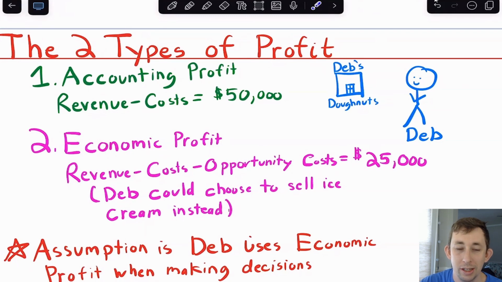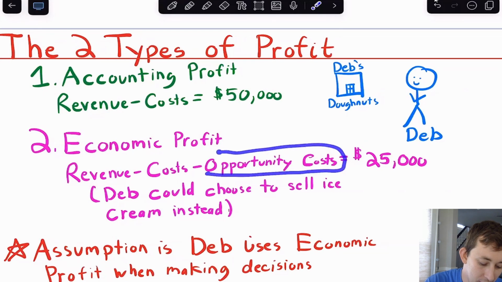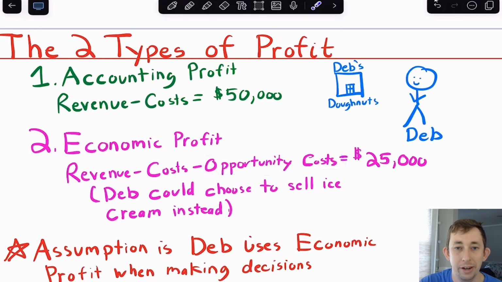And the answer to those questions, when she tries to put a monetary value on them, how fun is it? Would I rather be doing something else? She's adding in this opportunity cost, or the value of what she could be doing, her outside option, what else she could be doing if she wasn't running this donut shop. And if she puts all that math together and says that her profit is still positive, then the next year she's going to continue to own and run this Deb's Donuts shop. So those are the two types of profit.